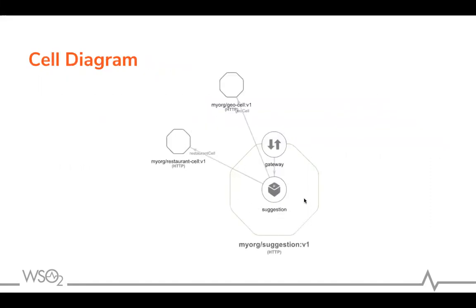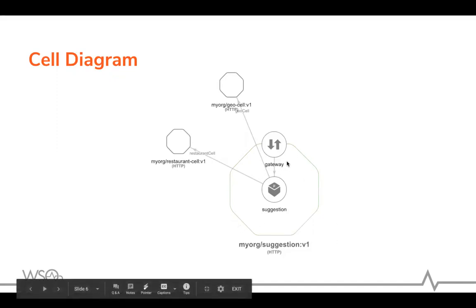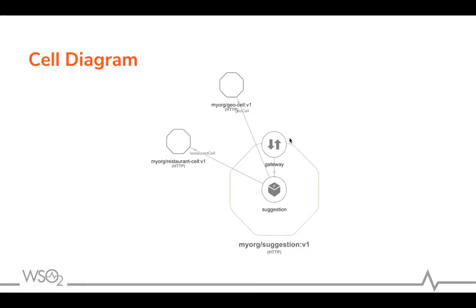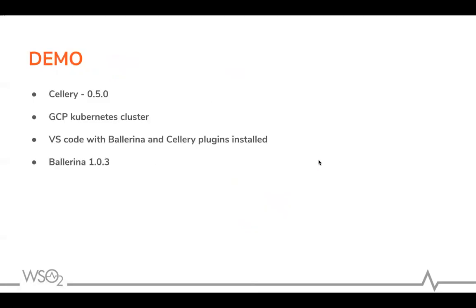So this is the final cell diagram. We will be packing the geo service into a geo cell, the restaurant service into a restaurant cell, and finally the suggestion service into a suggestion cell. The suggestion cell will call these two other cells, and we will have a public gateway to expose this suggestion service. Regarding the demo, I'll be using Cellery 0.0.5, and we will be running this demo on a GCP Kubernetes cluster. I have configured VSCode with Ballerina and Cellery plugins, and the Ballerina version is 1.0.3.